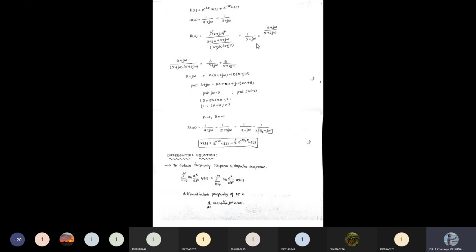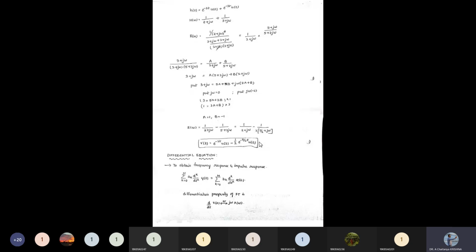We should do the partial fraction expansion and find the values of A and B. After finding A and B, we can substitute each term. 2 plus j omega gives e power minus 2t. For 5 plus 2 j omega, take 2 common, giving 1 by 2 into 5 by 2 plus j omega, and since a is 5 by 2, we get e to the power minus 5 by 2 t. This is the input function.